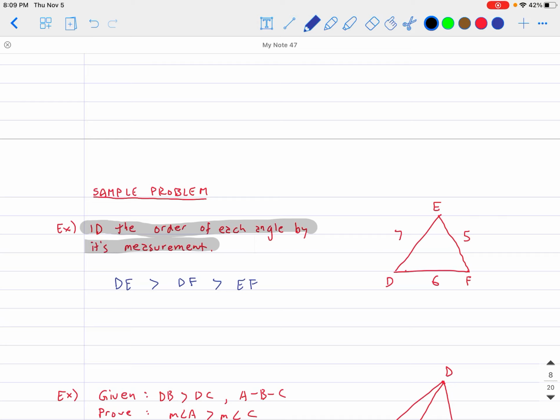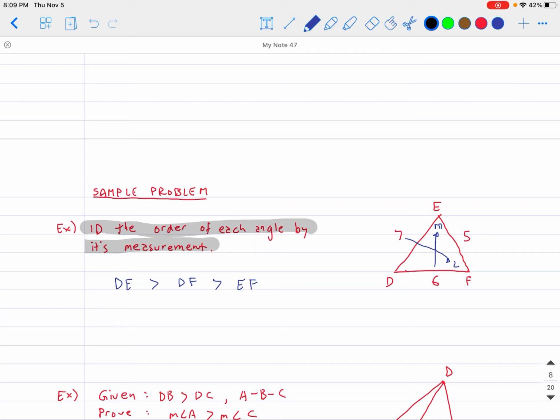So here's how I see it. 7 is the largest side, and on the opposite of it, angle F, I'm going to denote as L. On the angle that is opposite of 6 right here, I'm going to call it M, because it's M for medium.